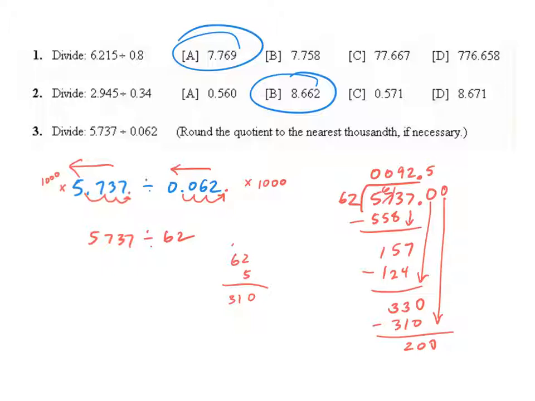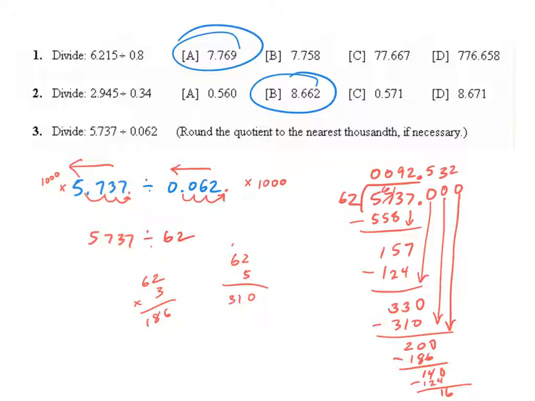62 goes into 200. Let's try 3 times. Looks like that's going to be accurate. 186. I have to keep going because this is obviously going to be a fairly lengthy problem. 62 will go into 140 twice, and I already know what that is. That's 124.